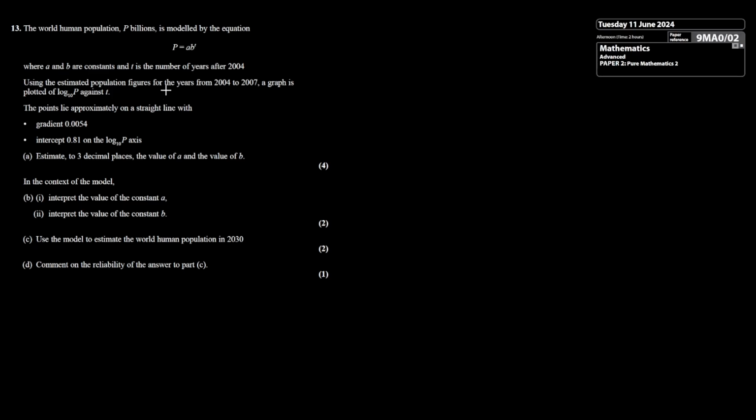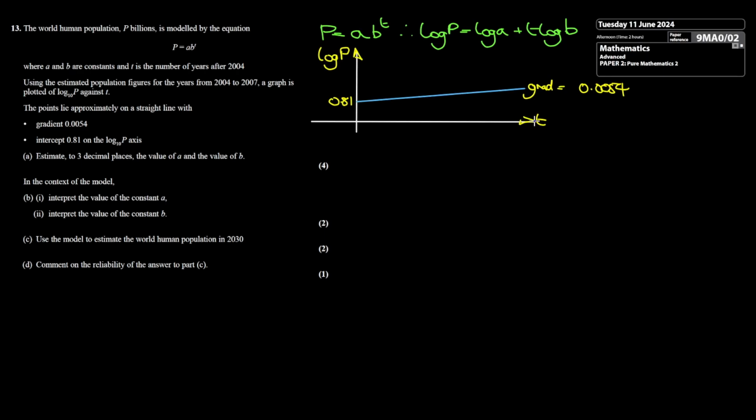So what I like to do before we do anything is take the logs of this equation. And there we are. We've got the variable t here, log b as a constant and log a as another constant. So here's the plot of log p against t. We're told it's an approximate straight line, gradient 0.0054 and an intercept of 0.81.